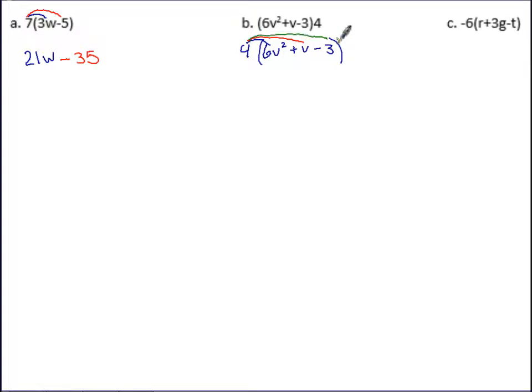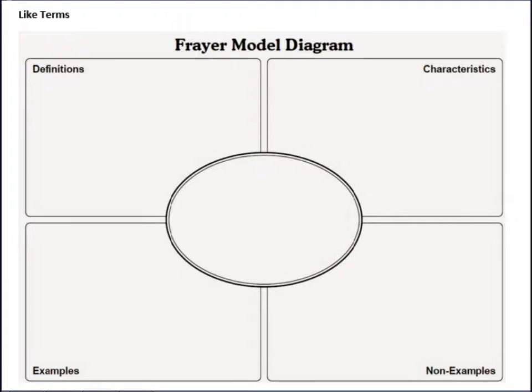So this time I have to do it 3 times. Alright, so 4 times 6v squared would be 24v squared. Alright, 4 times v would be positive 4v, and then 4 times -3 would be -12. Done. Alright, you try the last example.